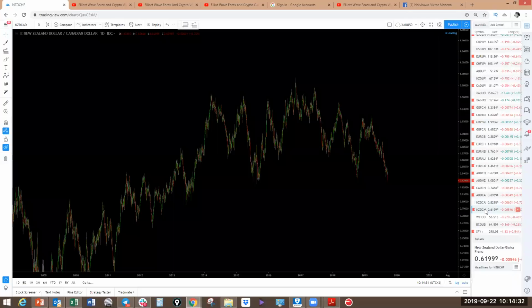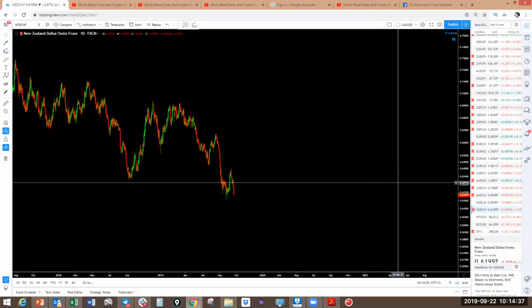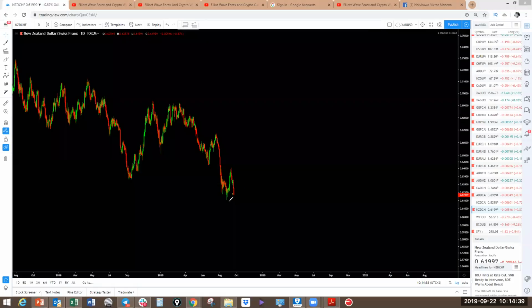New Zealand Chief, you've got this to come down here, wait for a corrective structure, break below the low, something like this, slow continuation to the downside.